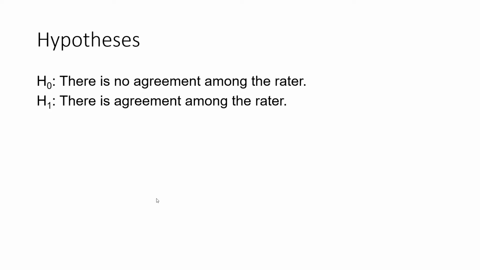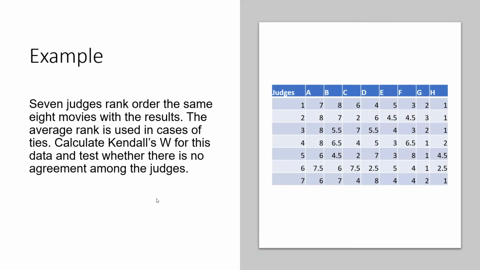According to Legendre, the term judges is usually used in the social sciences. But Kendall's W isn't restricted to situations in the social sciences where people rank a list of items. For example, the judges could be species, where the population size can be used to evaluate the habitat quality, and then the characteristics of different species, individuals or populations, which deals with taxonomy. Okay, so for example, seven judges rank order the same eight movies in the results. The average rank is used in cases of ties. Calculate Kendall's W for this data and test whether there is no agreement among the judges.